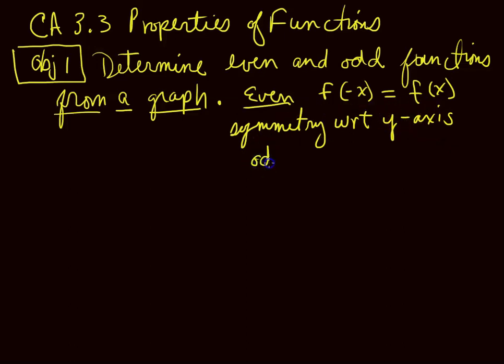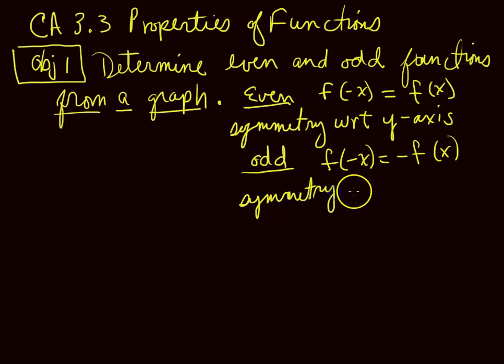An odd function, f of negative x equals a negative f of x. Or in other words, if you put in a number, you get a value, f of x. That's the y value. You put in its opposite, and you get a negative y. Here you get the same value, y. Here you get the opposite of y. So that's an odd function, and that leads us to symmetry with respect to the origin.